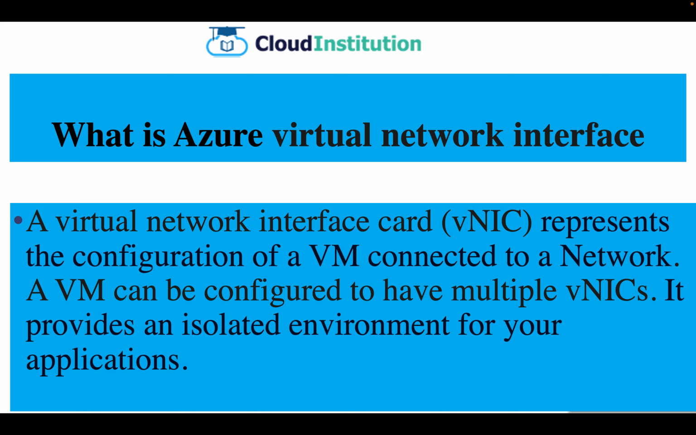The virtual network interface represents the configuration of the VM connected to a network. What is meant by network? For example, if you create any kind of VM in Azure, it should have an IP address, a private IP address. If you want that kind of private IP address for your machine, you have to create a network interface. That is the prerequisite for any kind of VM.